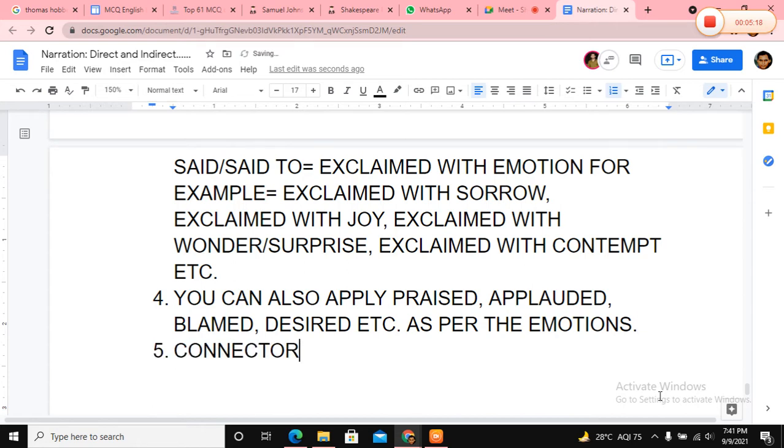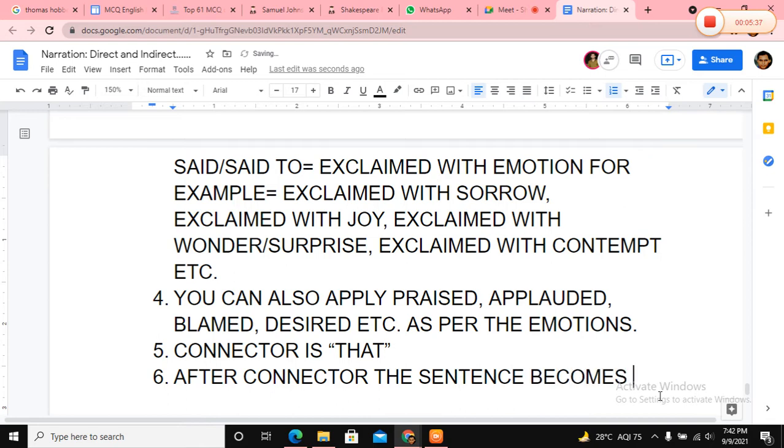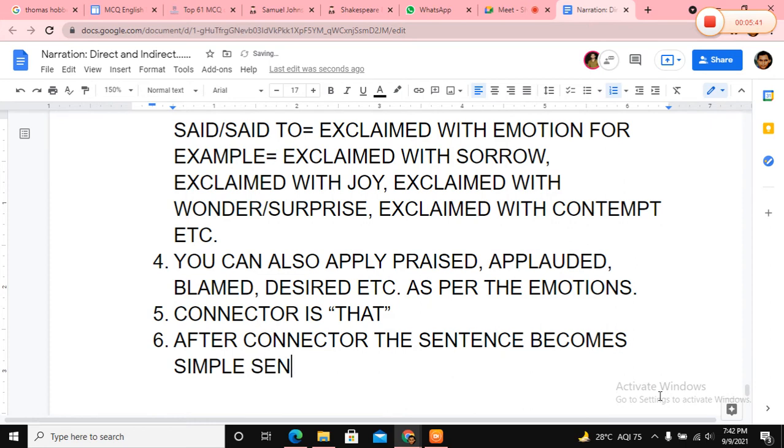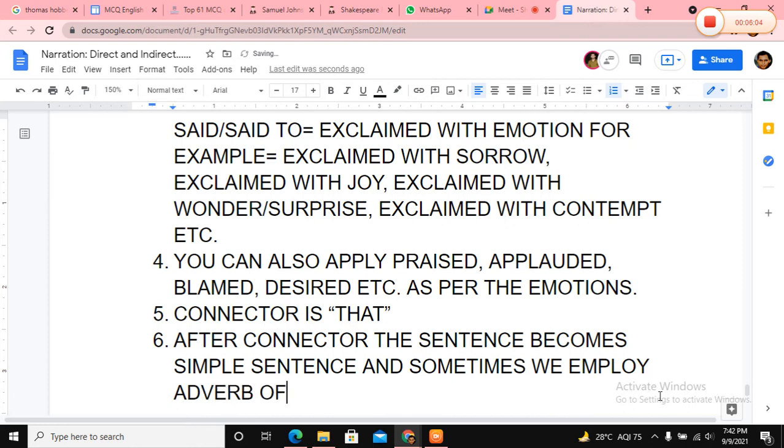The connector is that. After the connector, the sentence becomes a simple sentence, and sometimes we employ an adverb of degree to express the intensity of emotion.